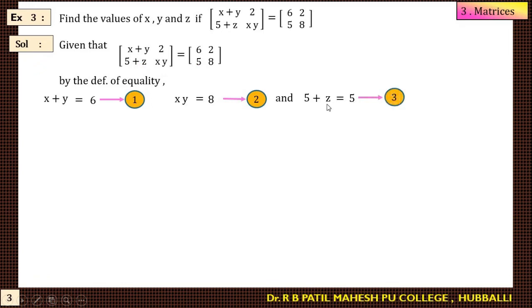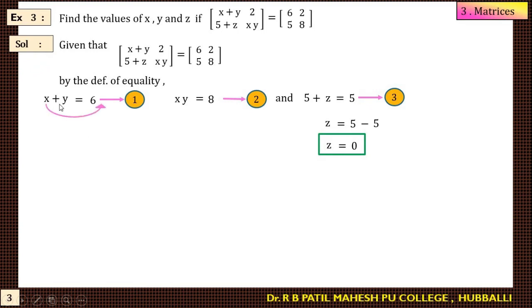Now in this third equation, very easily we get the value of z. Let me first simplify this equation. So transfer 5 to the right side, you will get z equal to 5 minus 5, that is equal to 0. So therefore z is equal to 0. So this is the value of z now. Now from equations 1 and 2, you have to find out the values of x and y.